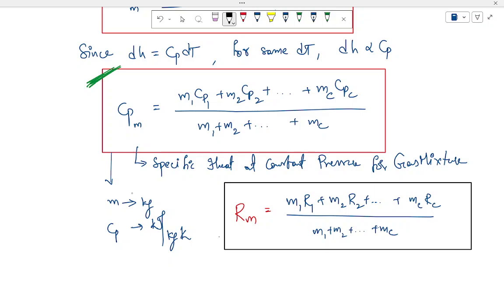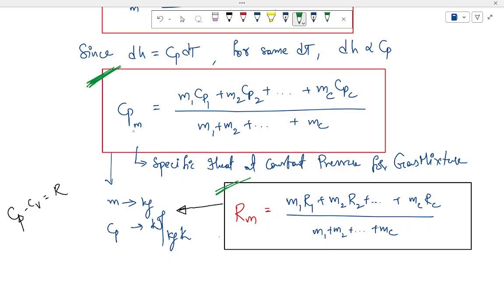Like you have this M in kg and the Cp in kilojoule per kg Kelvin. The same is applicable here as well. So both will have the same unit. The Cp and R will have the same units because Cp minus Cv is equal to R by definition. So you will have similar formulas for R for the gas mixture and Cp for the gas mixture, and correspondingly the internal energy and enthalpy will also have similar formulas here.